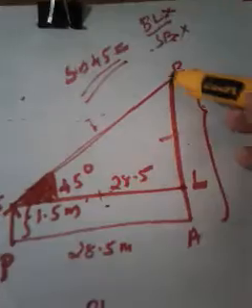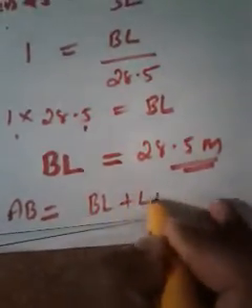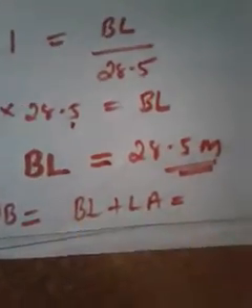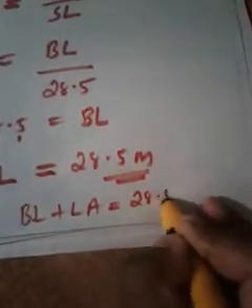What is AB? From the figure it is very clear that AB is the sum of BL and LA, isn't it? So BL plus LA. And what is BL? BL we already got. What is that? 28.5.